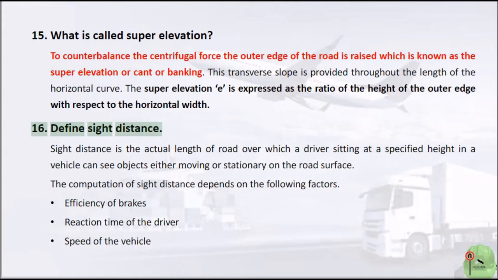Define sight distance. Sight distance is the actual length of road over which a driver sitting at a specified height in a vehicle can see objects either moving or stationary on the road surface. The computation of sight distance depends on the following factors: efficiency of brakes, reaction time of the driver, speed of the vehicle.